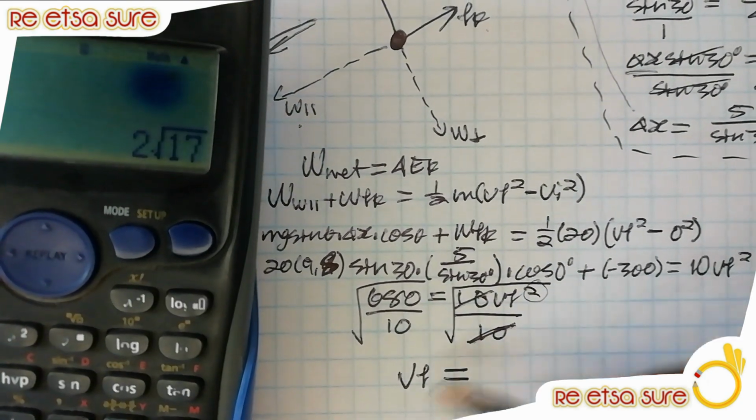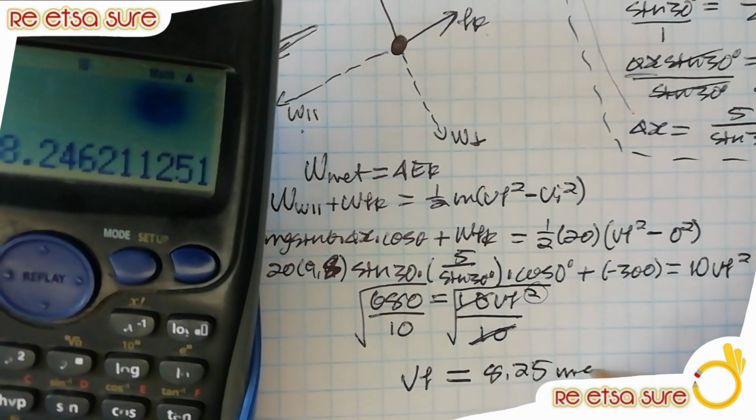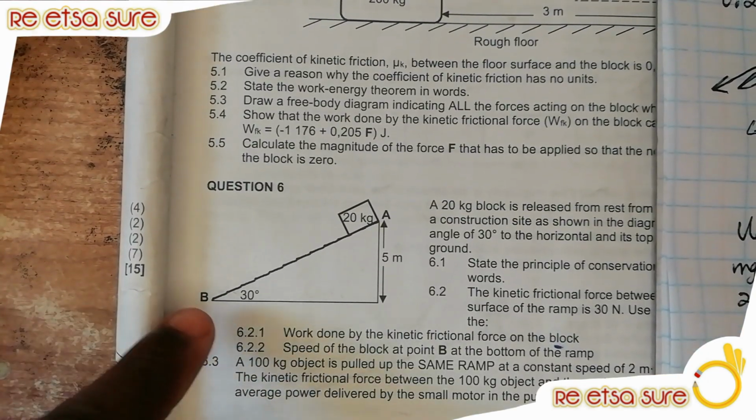We get 8.25 meters per second. That is the velocity of our object at point B.